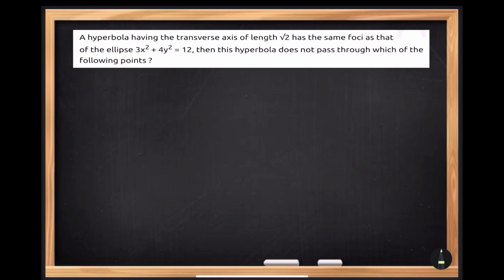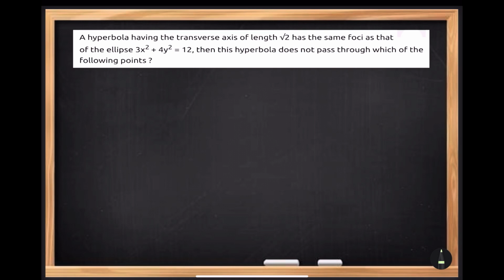So let's proceed with our question. It has the same foci as that of the ellipse. So this ellipse is having some foci, and the same foci will be taken by the hyperbola. Now look at this. Now you can judge whether it is a horizontal hyperbola or a vertical hyperbola. Okay, so you can try this question.